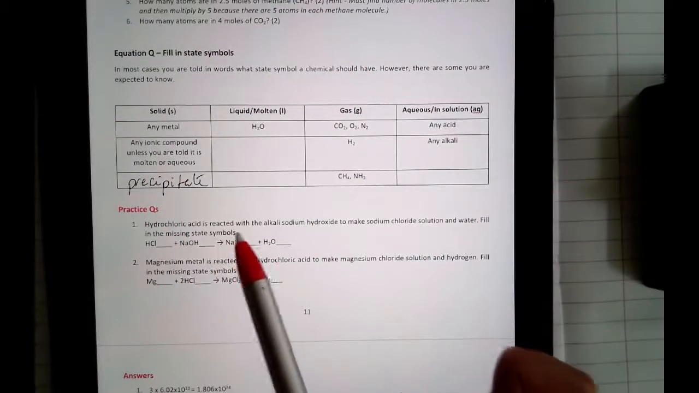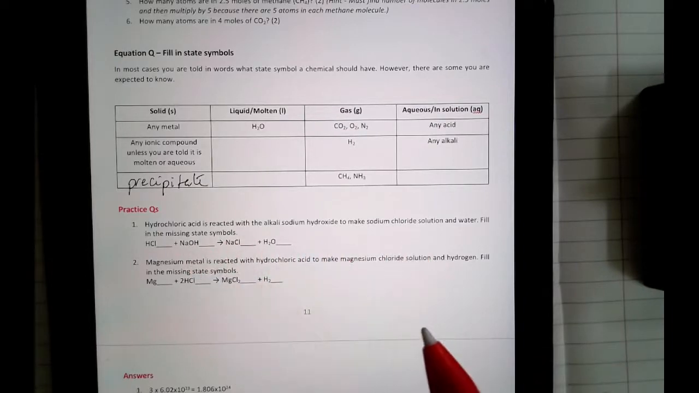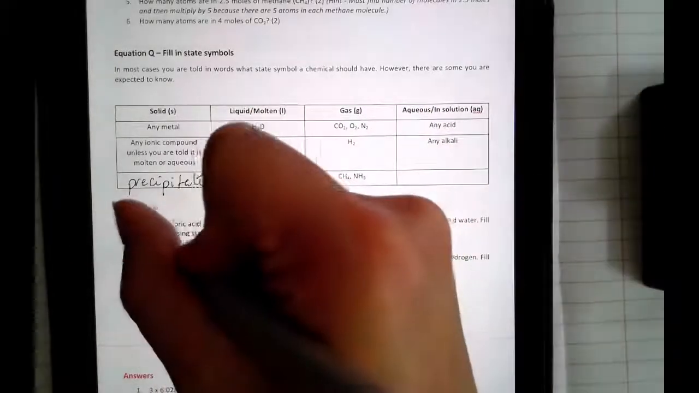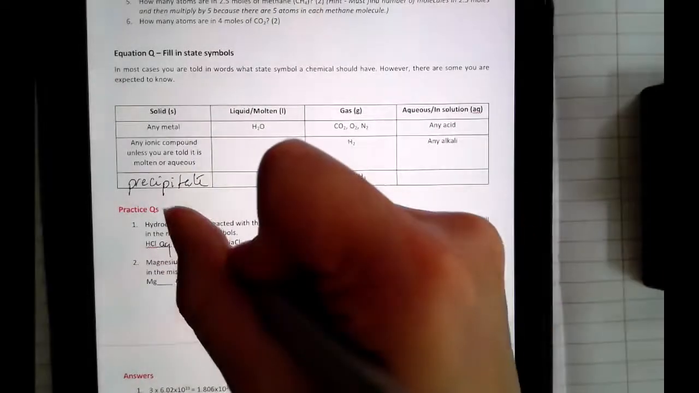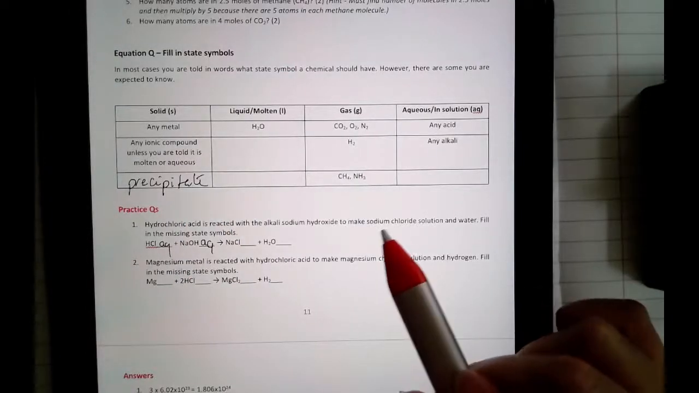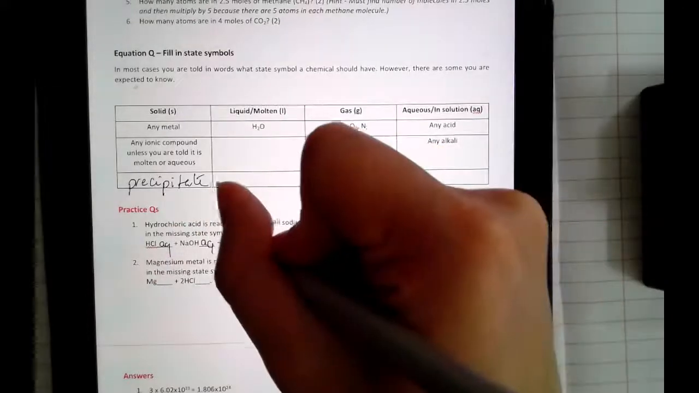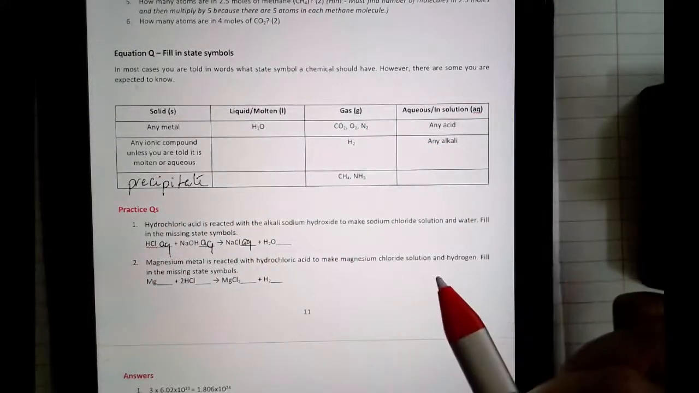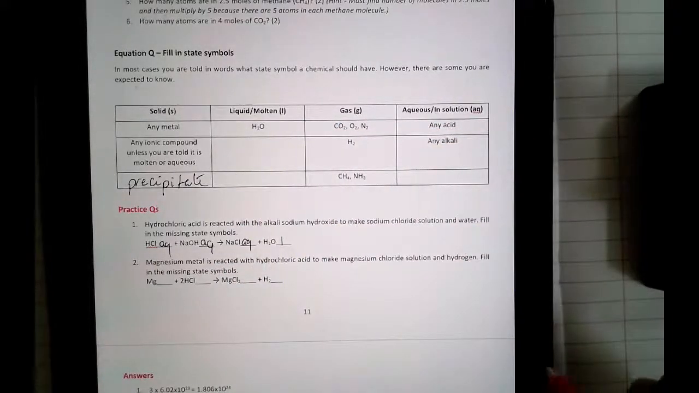So if I look at the practice questions, hydrochloric acid is reacted with the alkali sodium hydroxide. So I'm told hydrochloric acid is an acid, I'm expected to know that the state symbol is AQ. I'm told sodium hydroxide is an alkali, I'm expected to know the state symbol is AQ. To make sodium chloride solution, it says solution, then I know it's AQ, and H2O, I'm expected to know that water is a liquid.